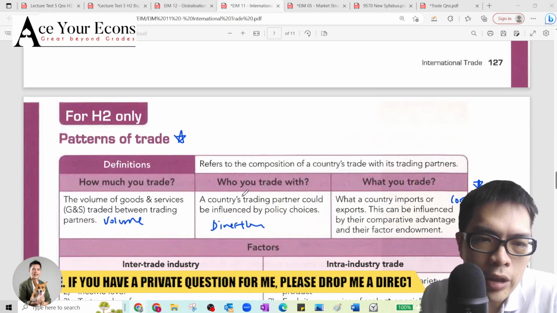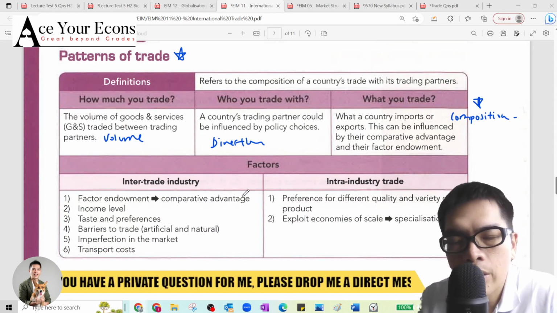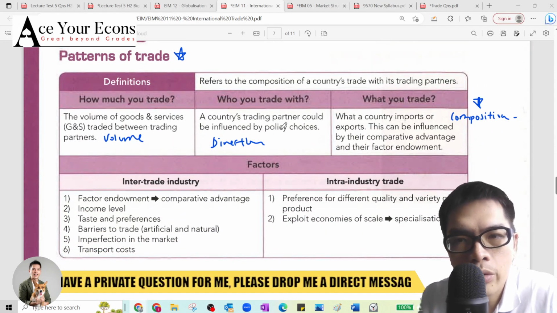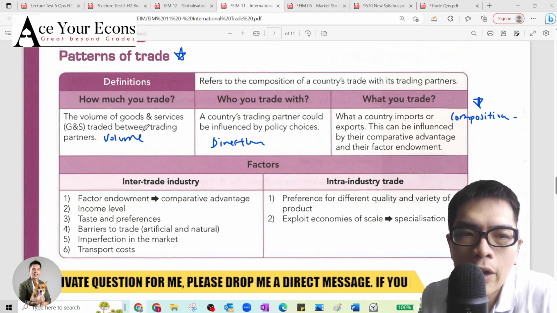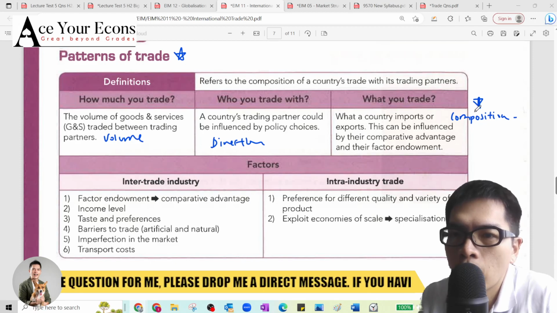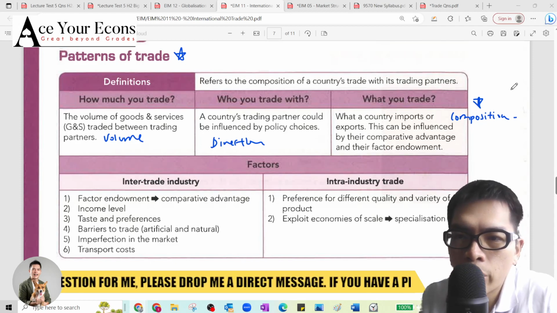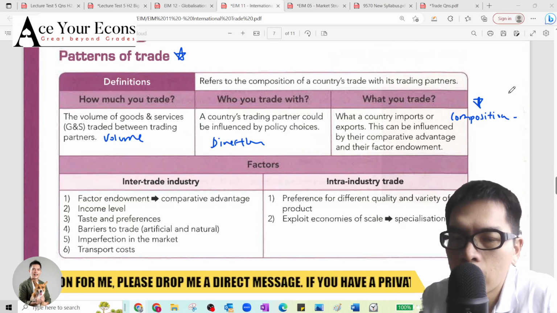Patterns of trade. Just now I actually briefly covered patterns of trade already, right? I just want to touch on this one more time. Patterns of trade: you will want to cover volume, direction, composition. If any of these three are missing, you don't get a credit.